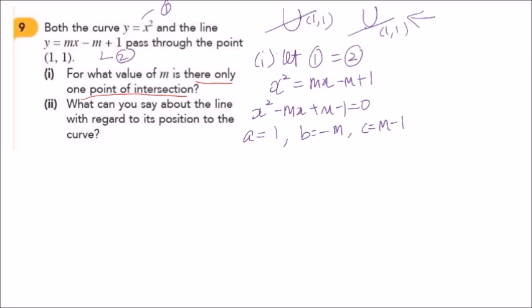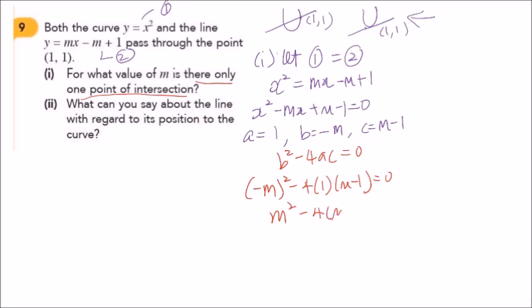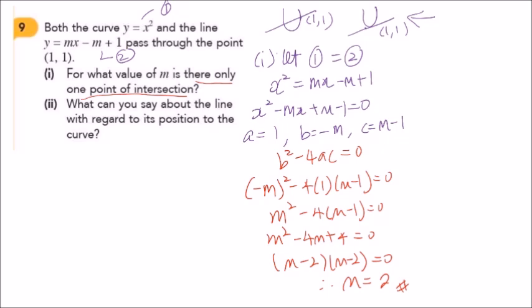Okay, so we can just use what we have said earlier on. We can use this piece of information. You will get m equals 2. So if m is equal to 2, then there will only be one point of intersection. So that's for part 1.